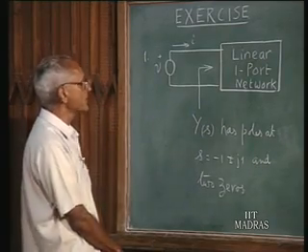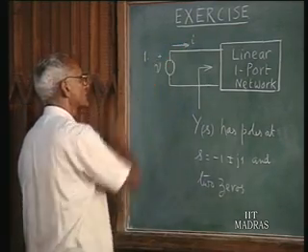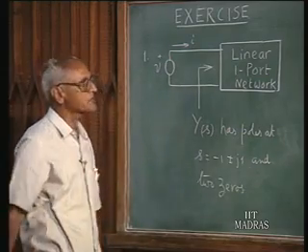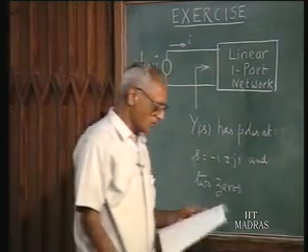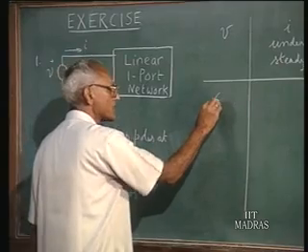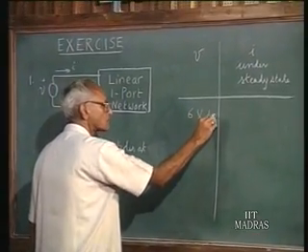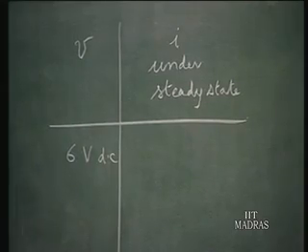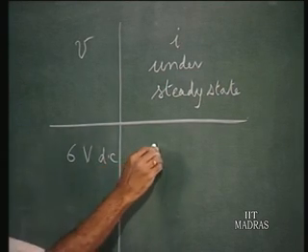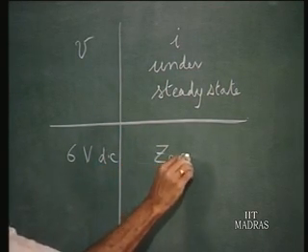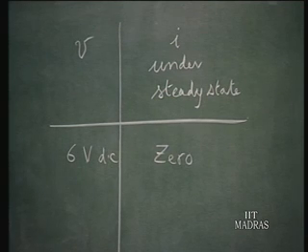Further data given for this network is the current under steady state conditions for different types of excitation voltages V. If the applied voltage is 6 volts DC, then the steady state current into the network is 0. It is known that this is 0.